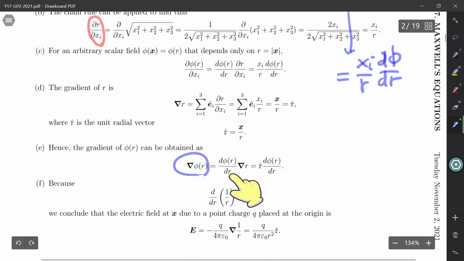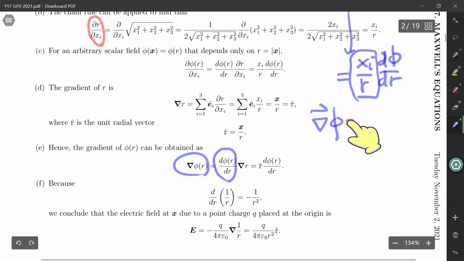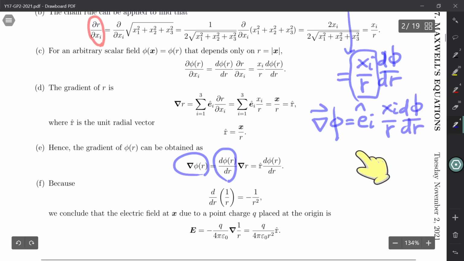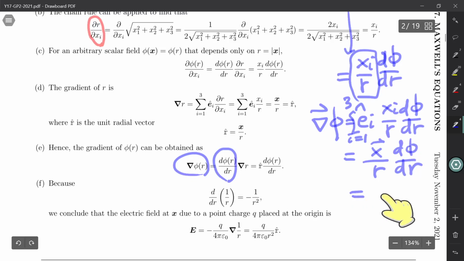gradient of r is this one multiplied by, you know, e_i and e_i x_i summed over i. This is the x vector. Therefore, it is the unit vector along the r direction. Simple.